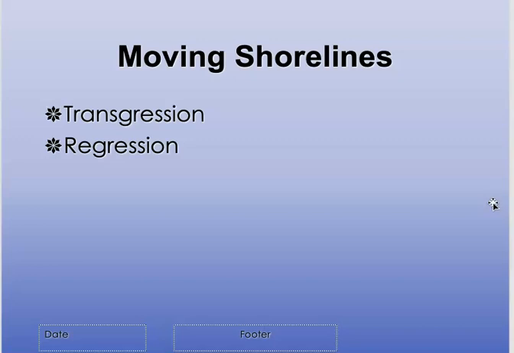Okay? There's all this talk, and I don't care what side of the political argument you're on. I don't know what side you're on, and I don't care. Politics isn't the purpose of this class, and this shouldn't be politics in the first place. Sea level changes. We know that without question. Now we're just telling you that there are words for when it comes up onto shore or when it goes back out to sea.